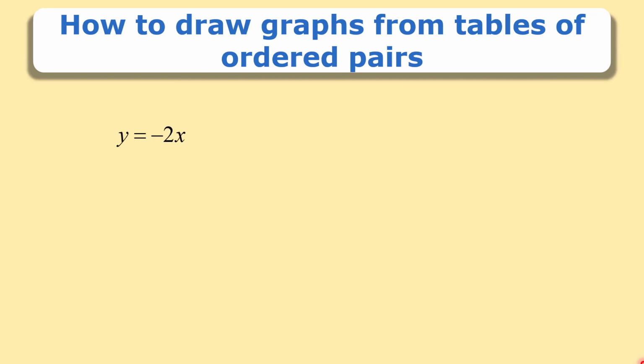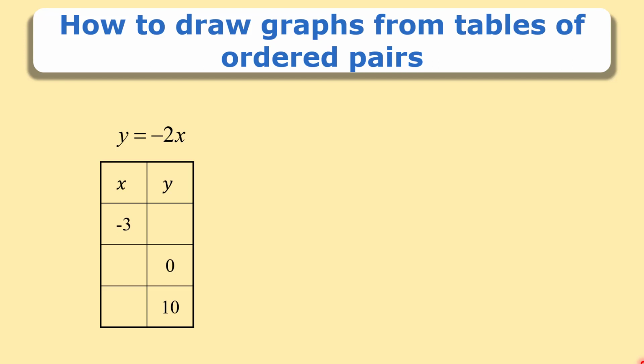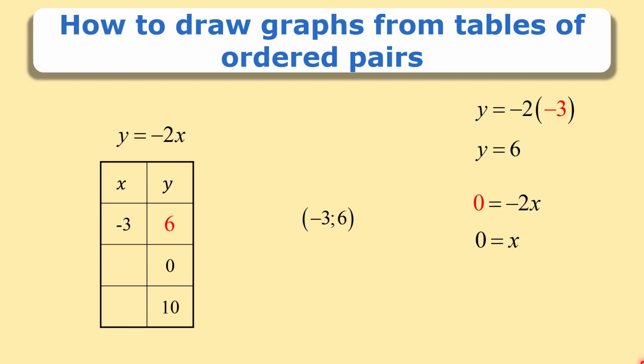Y is -2x. If x is -3, we have to find y. Y is 6. So -3, 6 will be our coordinates. If y is 0, x is 0. If y is 10, x is -5. We have our 3 points.